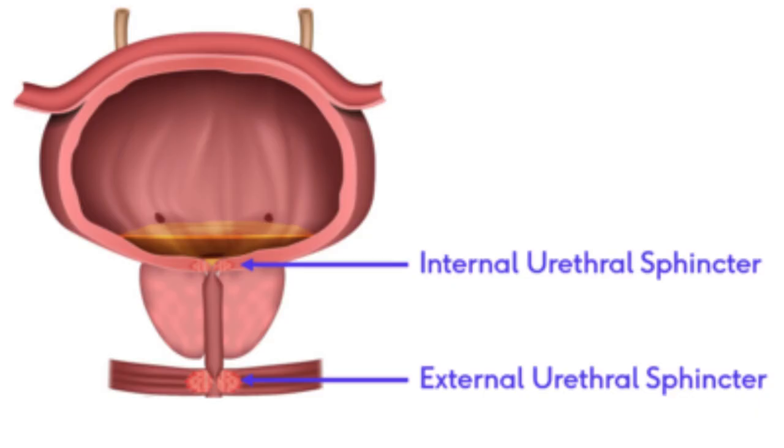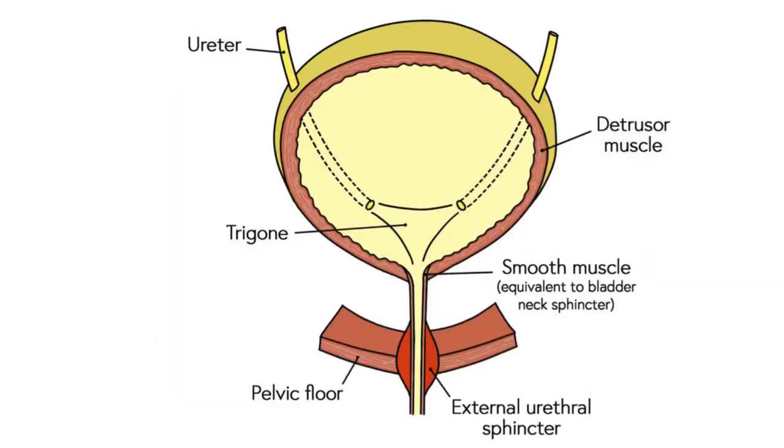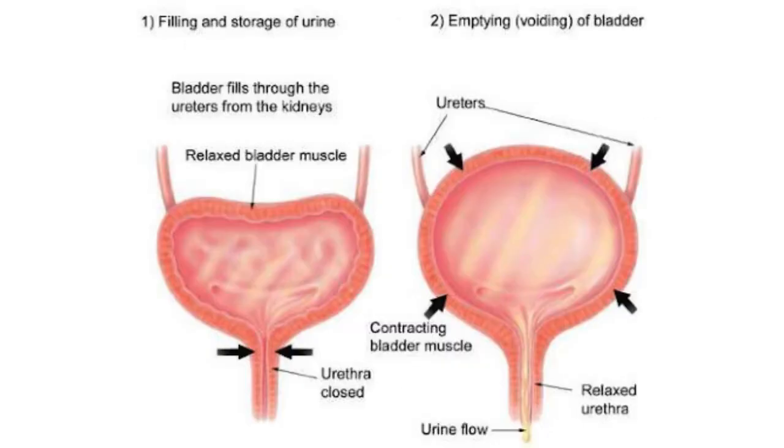Sphincters. Internal urethral sphincter, an involuntary sphincter made of smooth muscle located at the junction of the bladder and urethra. External urethral sphincter, a voluntary sphincter made of skeletal muscle located around the urethra.